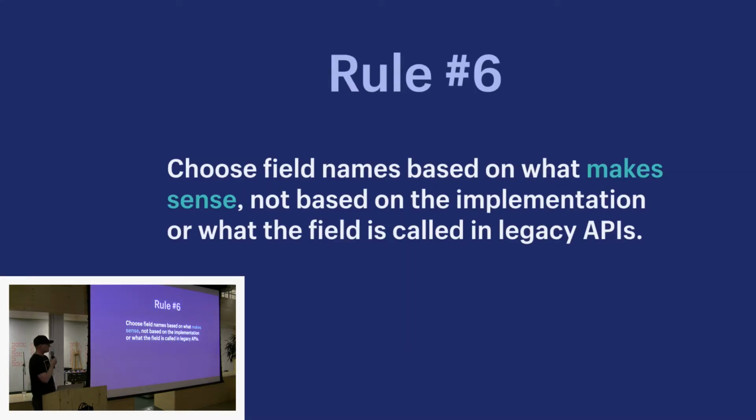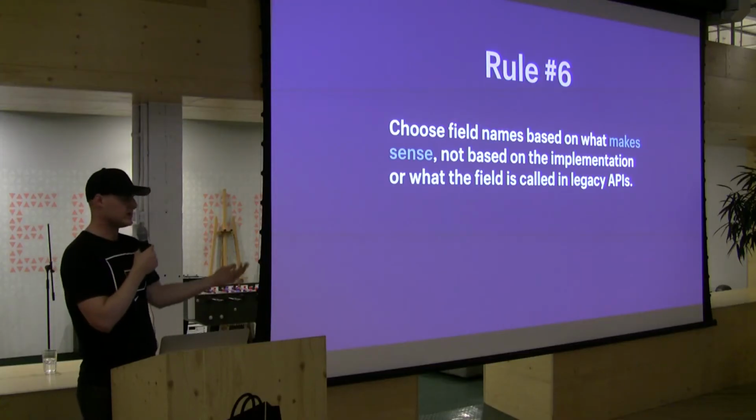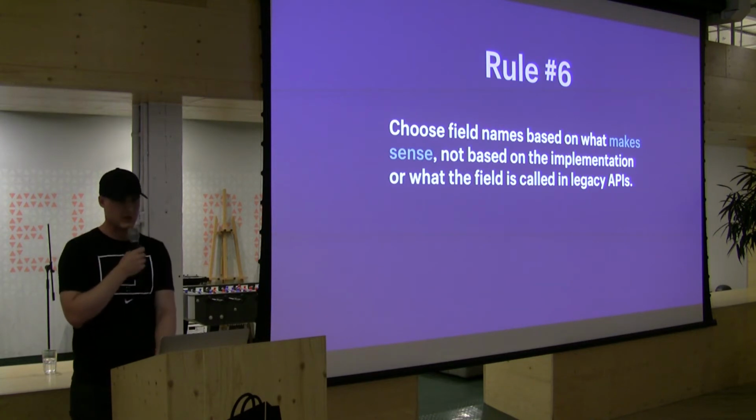Rule number 6 is pretty similar to number 1 about avoiding designing around your implementation details: choose field names based on what makes sense, not based on the implementation, or especially what you've called it if you have an existing API. If you're porting a REST API to GraphQL, for example, it's a perfect time to rethink your field names.